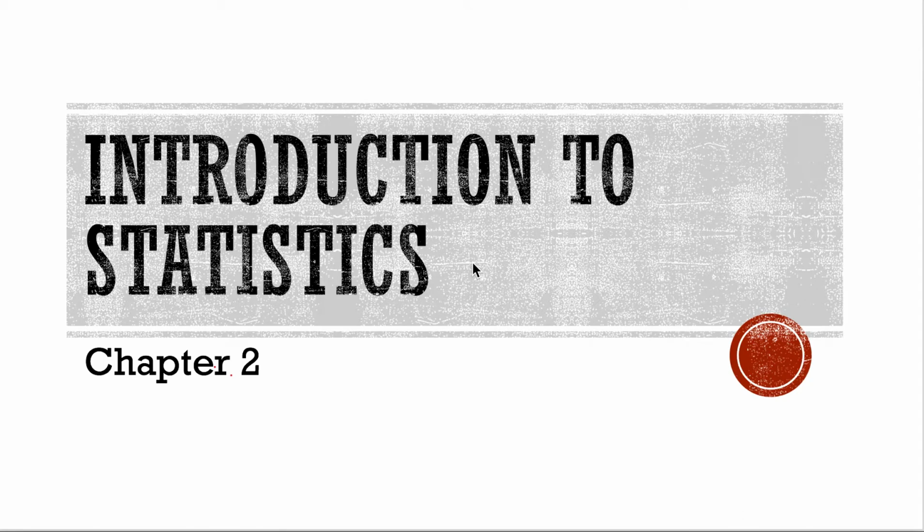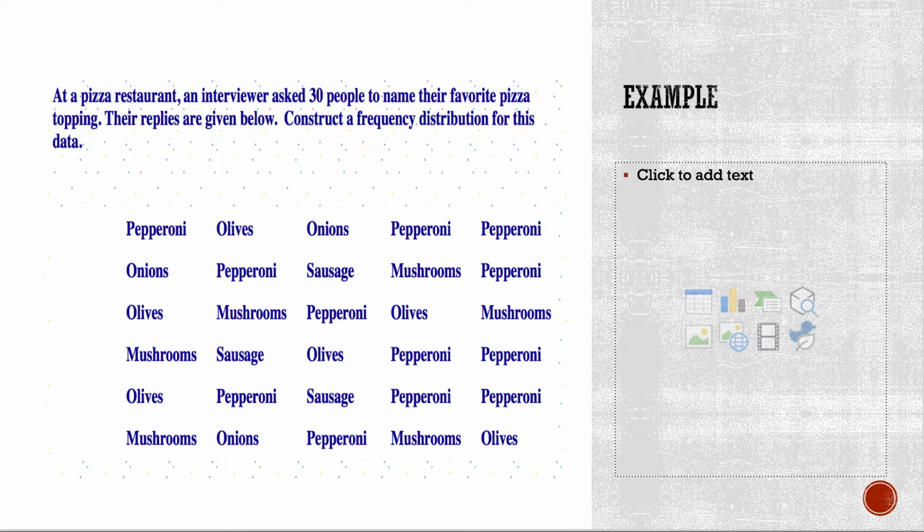Okay, for chapter 2, we want to look at two main ideas. We want to talk about frequency distributions and review those, and then we want to talk about our main statistical graphs and review those really quickly. All right, so remember that you have two types of frequency distributions.